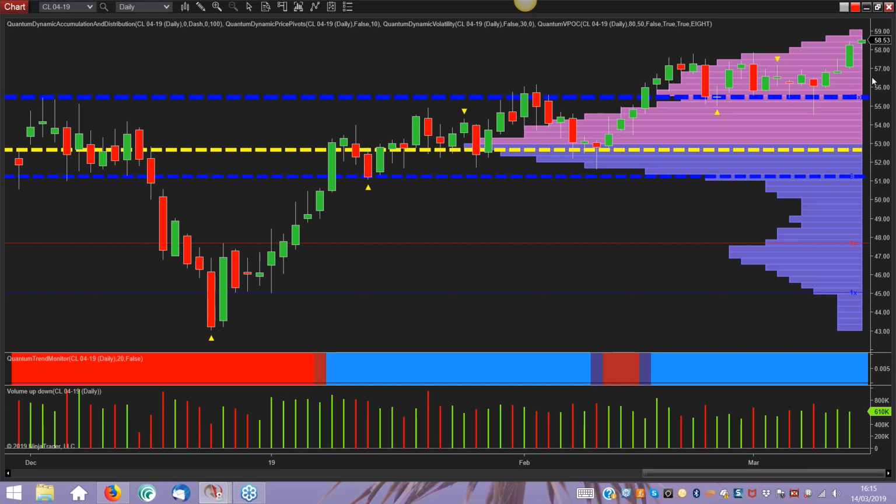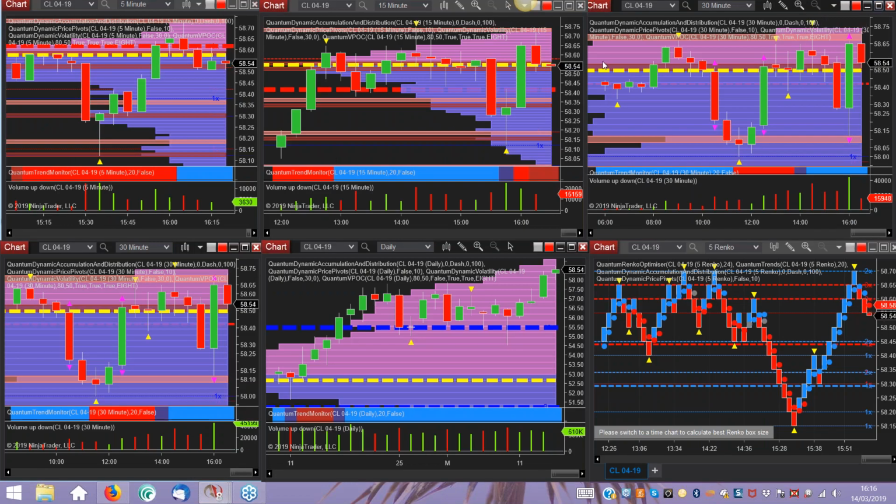purely because you've got some very strong platforms below. Not least of all is this one, which is extremely strong. You're moving well away from the volume point of control, and more importantly, you're moving up into an area where you've got very light volume, a low volume node. So a move through here should be pretty straightforward for oil, all things being equal, but of course that can change at any minute with OPEC and all the rest of it.